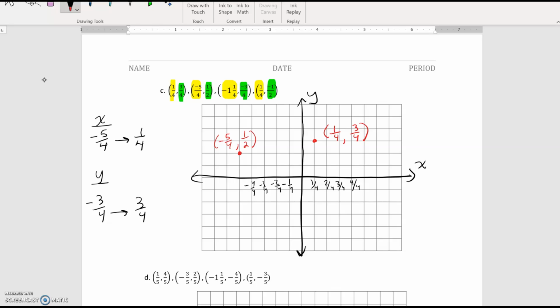Then I see -1 1/4, so I'm going to go again -5/4 because -1 1/4 is the same as -5/4. Then it says -3/4, so I'm going to go down 3. And that'll be -1 1/4, -3/4. And then for the last one, it says go right 1/4, so 1 unit, and then down 1/2, which is like going down 2/4. So it's going to be right here.